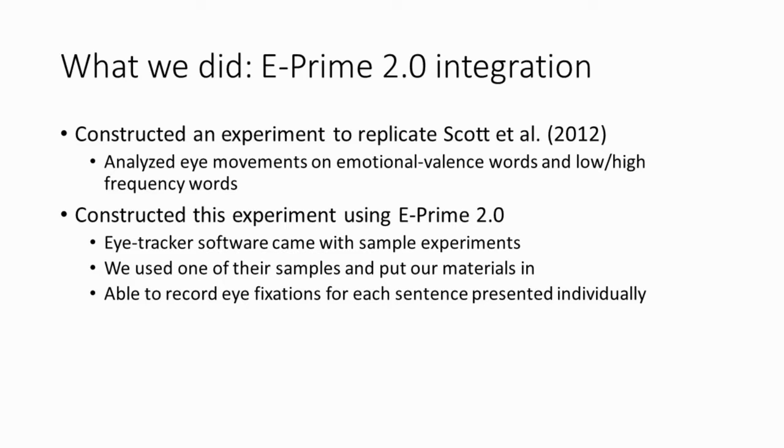So we used ePrime 2.0. Fortunately, the eye tracker does integrate pretty well with ePrime 2.0 and 3.0. The eye tracker software came with some sample experiments that came with ePrime files, as well as their experiment builder files. So we took one of their sample experiments that has all this code and script to run the eye tracker, and we just put our sentences and materials in. And then we were able to record eye fixations for sentences presented individually.